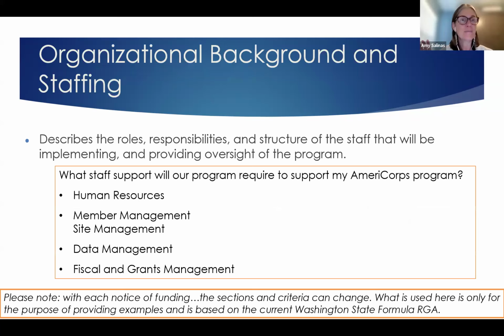Getting into that third section of the grant application, we talked about the executive summary, a program design section, and an organizational capability section. Within organizational capability, there's a background and staffing section. This is where you're going to be able to communicate the roles, the responsibilities, and structure of the staff that will help to implement and provide oversight to the program.